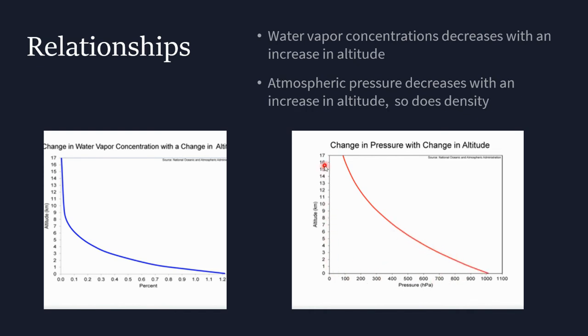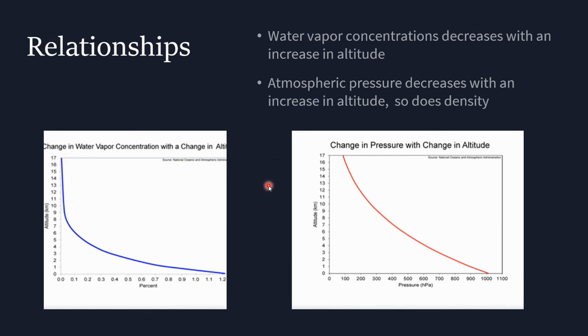So the more you go up, the pressure will be less. Same case here. For the low altitude, the water vapor is really high, 1.2%. The more you're going up, the more it's reducing this way. The more you go up, the more it's gonna reduce, and if you can see, it's almost close to zero at a very high altitude. So that is a relationship.